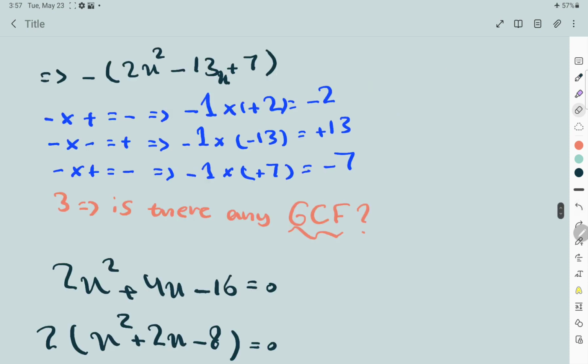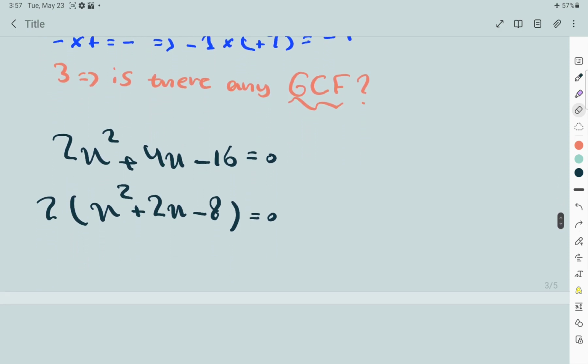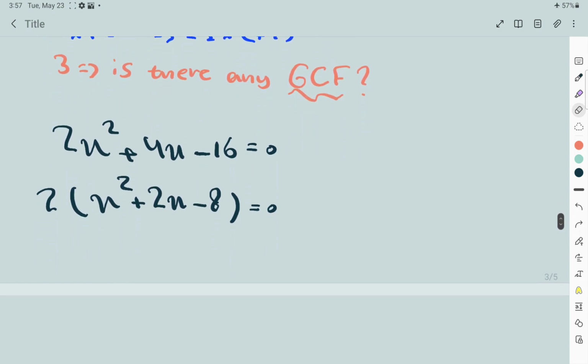The third step is to check: is there any GCF? GCF means greatest common factor, the biggest number that you can divide A, B, and C by and get whole values. Like here, we can divide all of these numbers by 2, and we get a 2 out, x squared plus 2x minus 8, since we divided all of these numbers by 2.